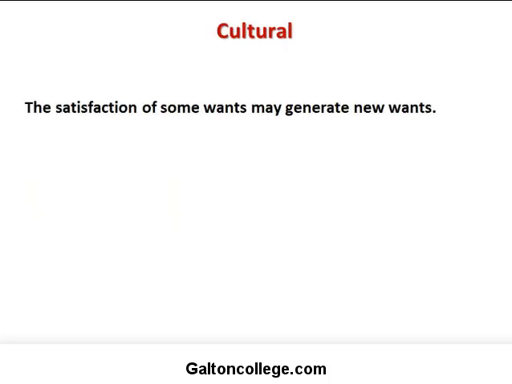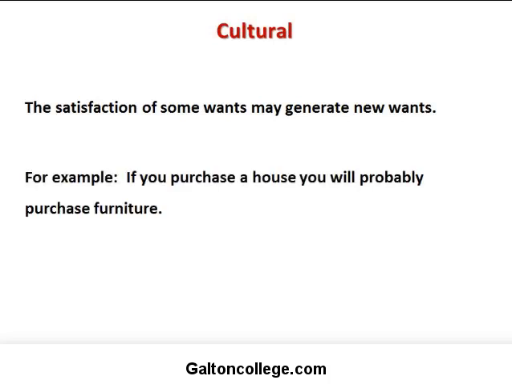The satisfaction of some wants may generate new wants. For example, if you purchase a house, you'll probably purchase furniture. So you wanted a house, you bought the house, but now you have to buy furniture. So the satisfaction of one want generates another one. They're linked. Wants can be linked. If we buy a car, then we have a demand for petrol or diesel.